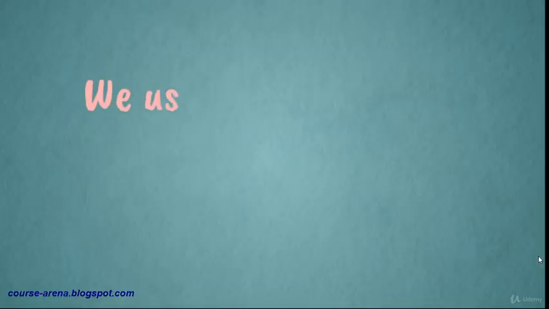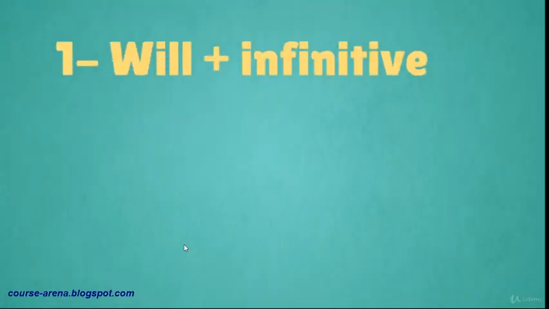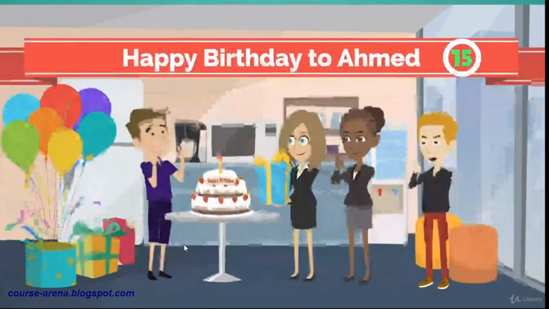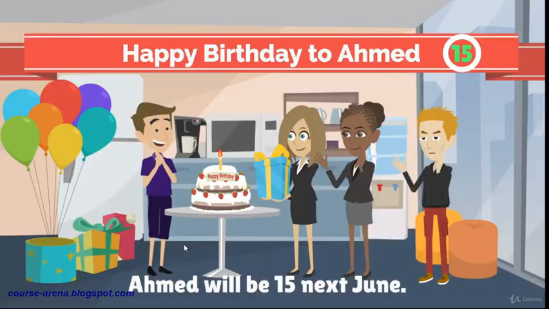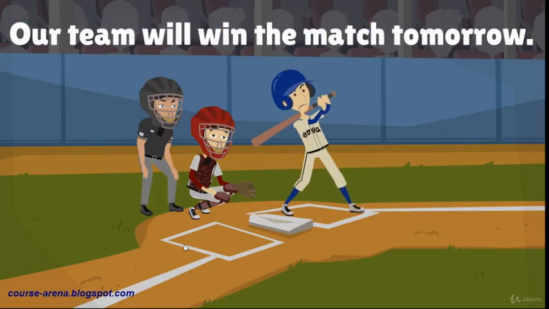Future time. We use the following 6 structures to talk about future time. 1. Will plus infinitive. We use will, A, to talk about future facts. Ahmed will be 15 next June. B, to predict events without evidence. Our team will win the match tomorrow.